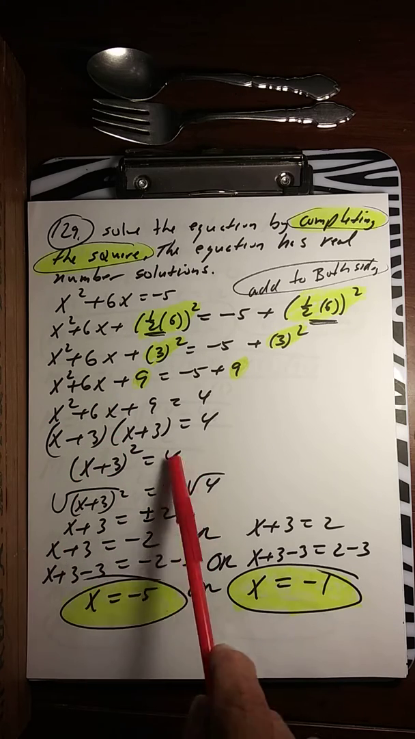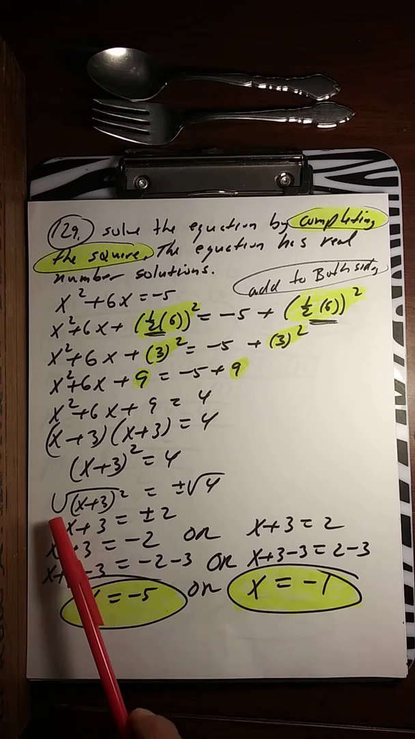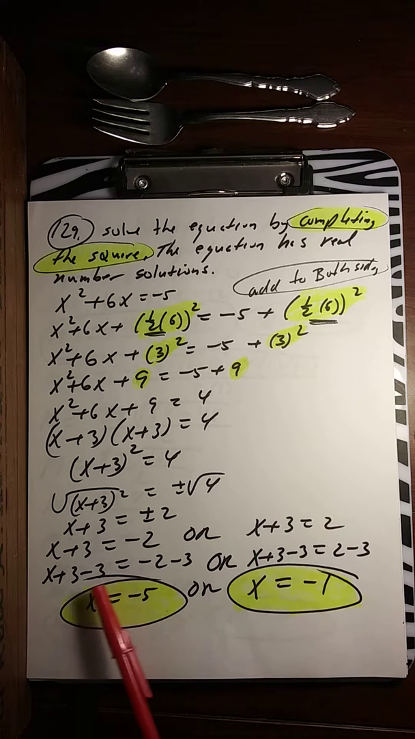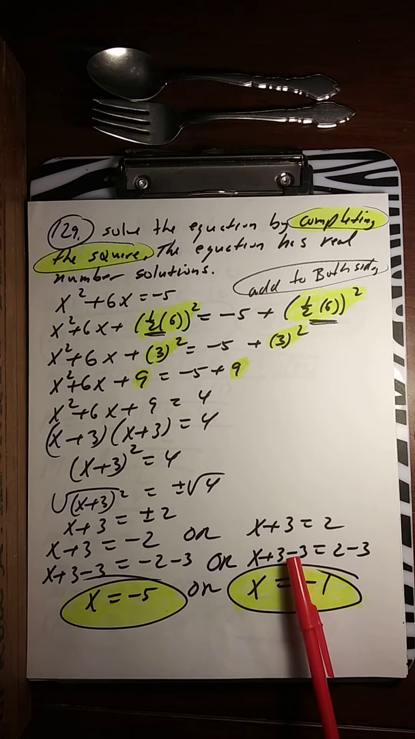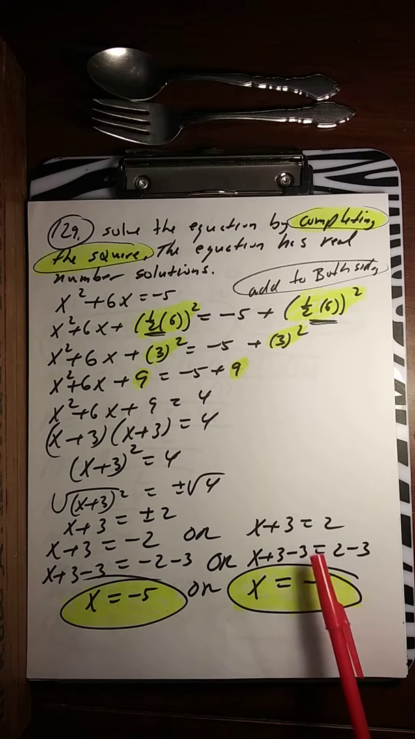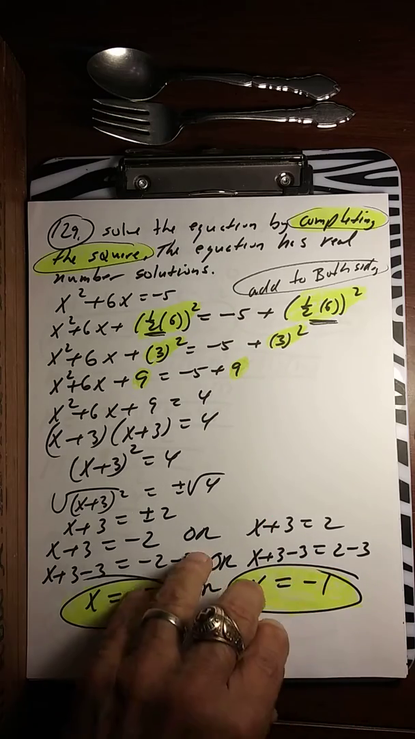Take the square root of both sides. So plus or minus, square root of this side is plus or minus 2. x plus 3 is negative 2, or x plus 3 equals 2. So minus 3, so x equals negative 5, or minus 3, so x equals negative 1. So negative 5 and negative 1 by completing the square.